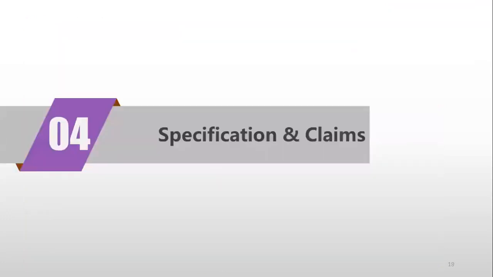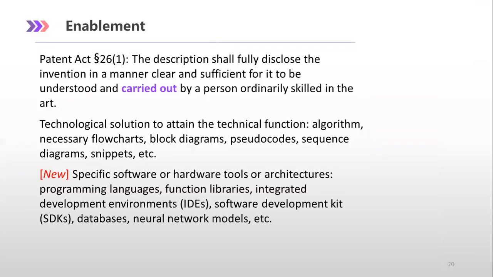Okay, now we're moving on to the fourth part of the presentation, changes being made to the regulations about specs and claims. Fundamentally, the statutory rules for enablement can be found in Article 26(1) of the Patent Act. Now, in the patent examination guidelines, if there is any particular technical solution to achieve a technical function, it should all be included. Anything such as the algorithms, necessary flowcharts, block diagrams, pseudocodes, sequence diagrams, snippets, etc.